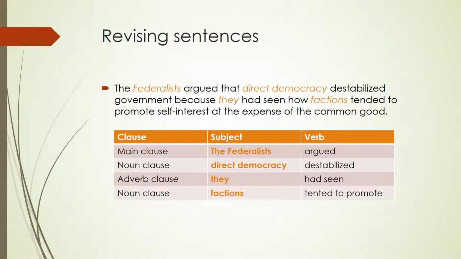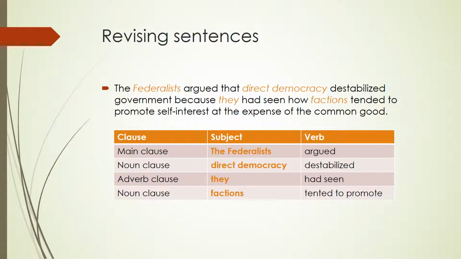First, in the main clause, the Federalist is a flesh and blood character, a group of wise political thinkers in colonial America. The noun Federalist serves as the agent and grammatical subject of the main clause. I can see who the actor is and, through the verb, what the actor is going to do. Second, in the first noun clause, which acts as the object of the main clause, direct democracy is a virtual character that serves as the personified agent and grammatical subject of that clause.